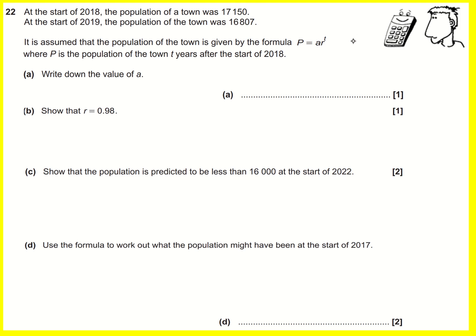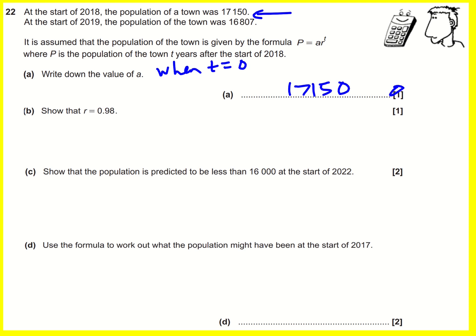The value of A is when t is equal to 0, because that just gives you r to the power 0, which is 1, and hence P is equal to A. And so that's going to be the starting value. P is the population of the town after the start of 2018. This is the value of the population when t is equal to 0. So the value of A is going to be 1750.